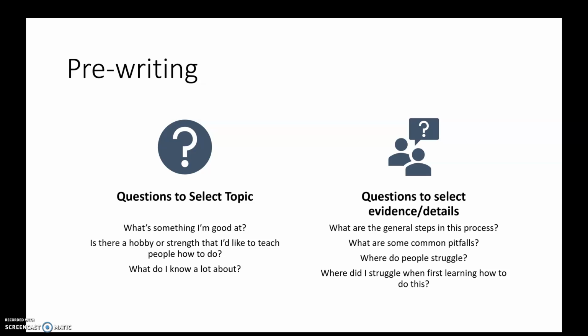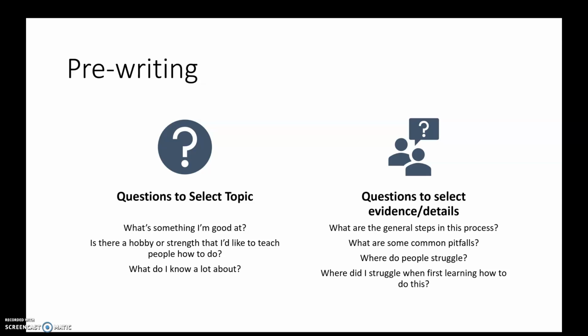And then you can also ask yourself some questions to select evidence and details. So once you decide what you want to give the speech on, what are the general steps in this process? What are some of the common pitfalls, or where do people struggle? What do you think other people do wrong? Or what do you think people should do to improve it? Another thing you can ask is, where did I struggle when I first started learning to do this? And that can really help you to develop, especially the later parts of the speech.